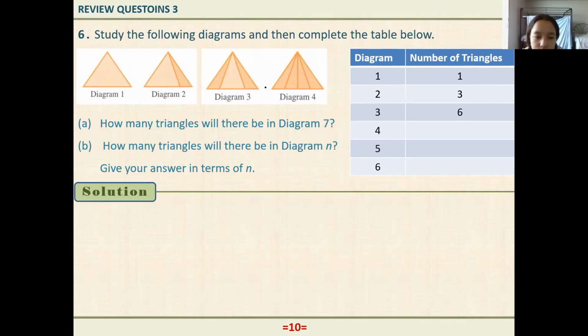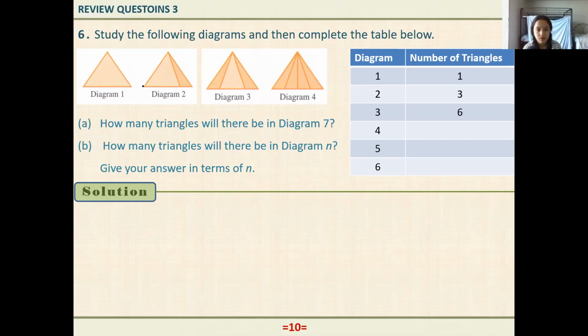How are we getting this? If you look at this diagram, how many triangles do we have here? Only one. So in the first diagram, we have one triangle. We just write it here. We are tabulating the data we got from the diagrams. Now here, how many triangles do we have? 2 or 3? 3. Because if I just write this now, you will understand.